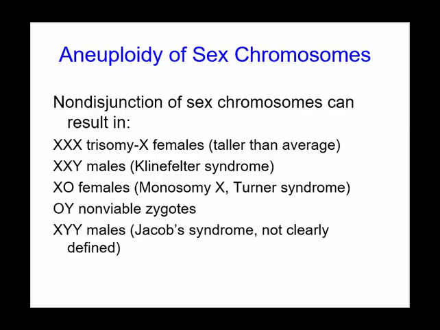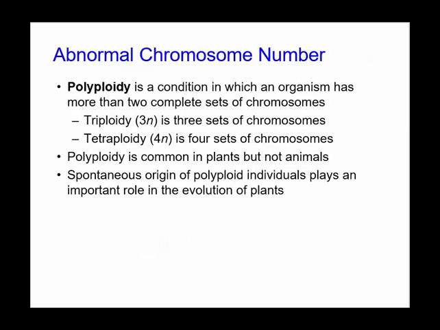You can Google some of these if you're interested. Monosomy X is Turner syndrome. The non-viable zygote would be this OY. So if you don't have an X chromosome, you're pretty much done. You have to have at least that. You can get away with no Y chromosome, but you cannot get away without an X chromosome. These XYY males have something called Jacob syndrome, which in itself is not clearly well defined as a syndrome.